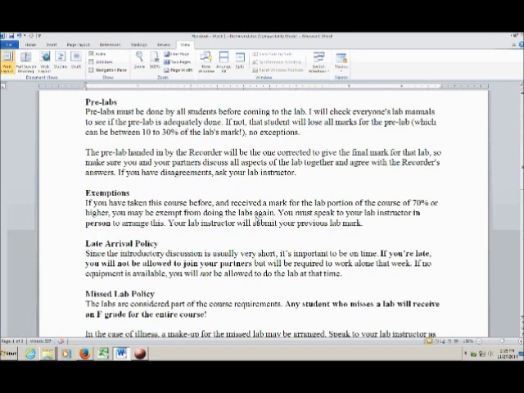Now the pre-labs are a set of questions in your lab manual that are supposed to be done before the lab period starts. The lab manual actually says that if you don't complete the pre-lab before the experiment, you're not even allowed in the room. I don't actually do that.